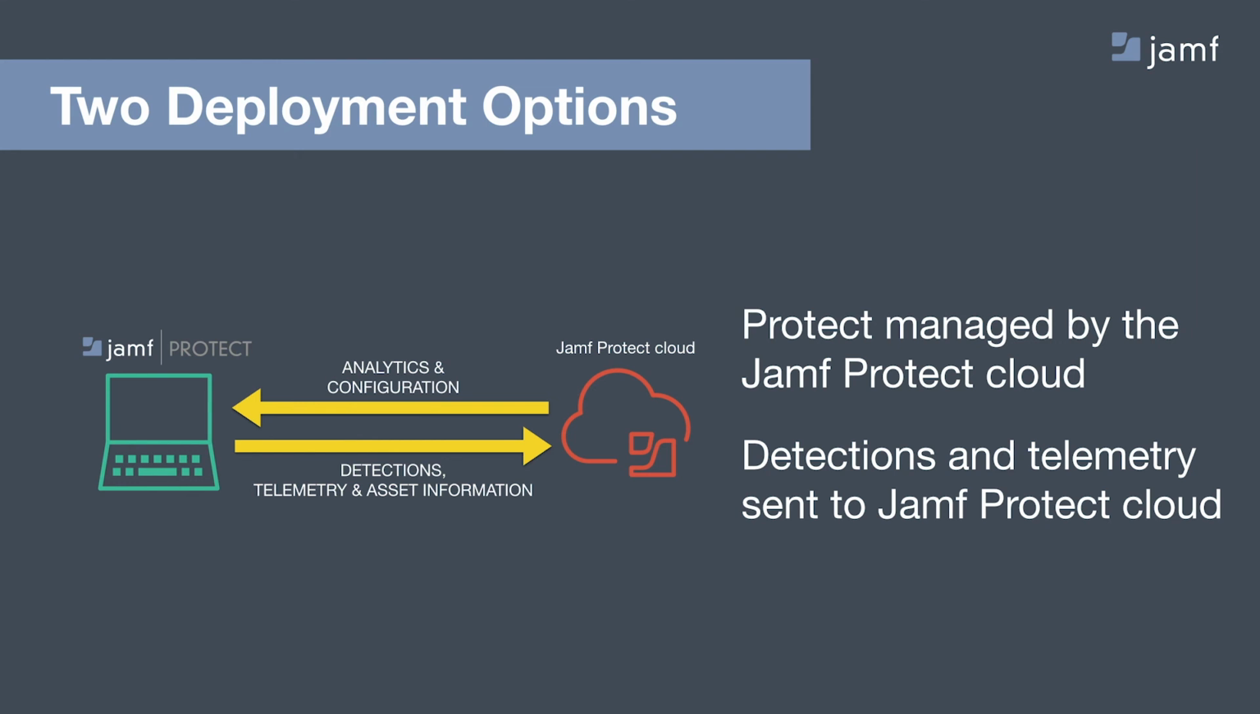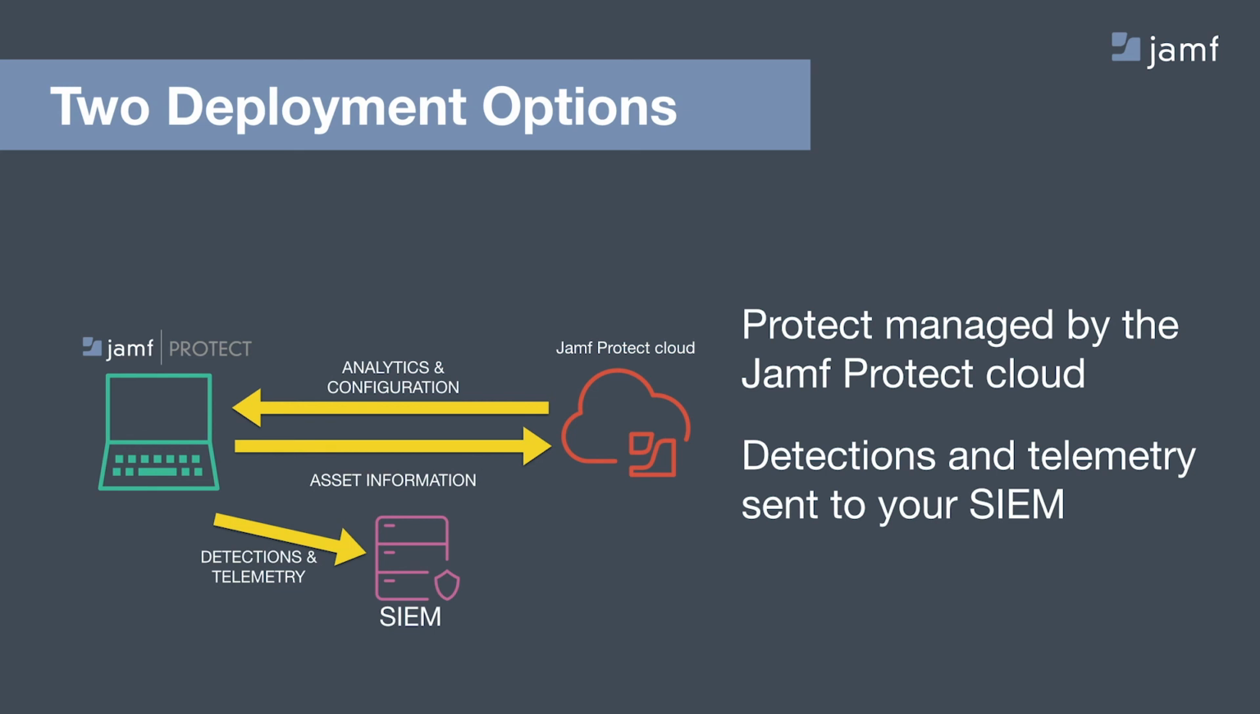We have two deployment options available today with Jamf Protect. First is purely utilizing the Jamf Protect cloud environment, where, as we showed earlier, you build your analytics and configuration, obtain that PKG, deploy that out to your Macs. Then the detections, telemetry, and asset information can be pushed immediately back into Jamf Protect Cloud, where it can be viewed either from the dashboard or find more details in the alerts and logs. With this deployment option, you need no additional infrastructure in your environment.